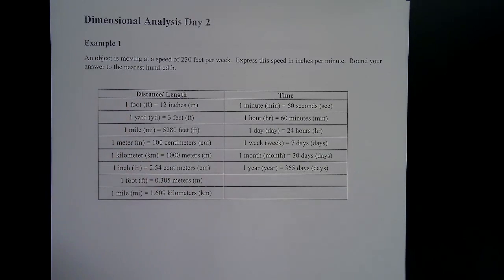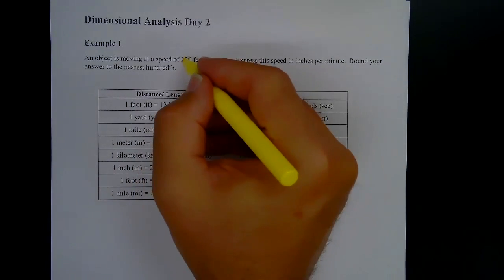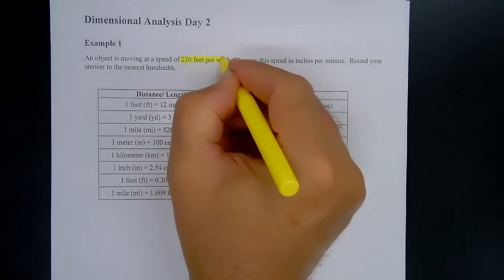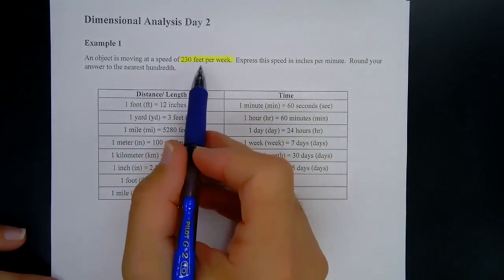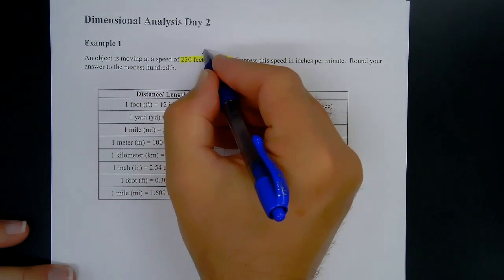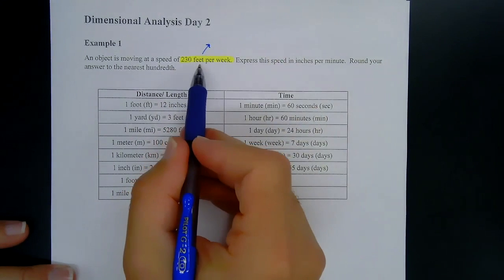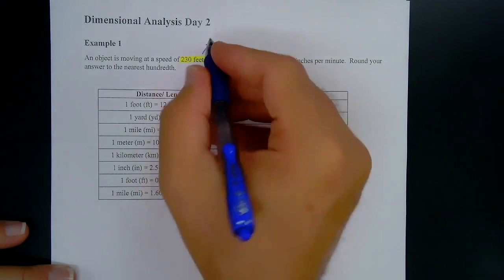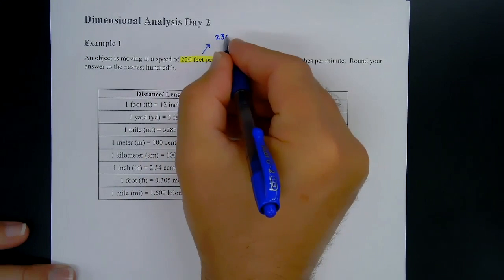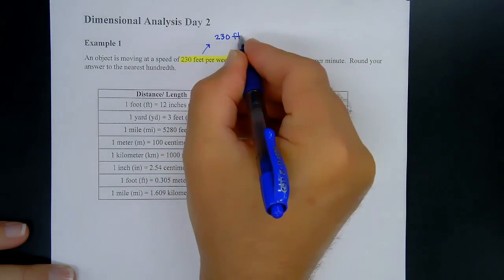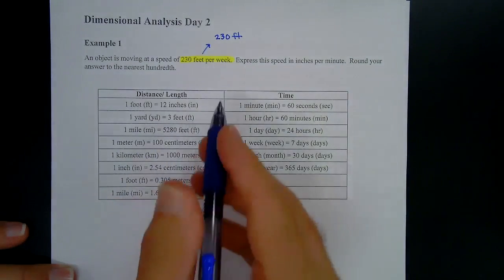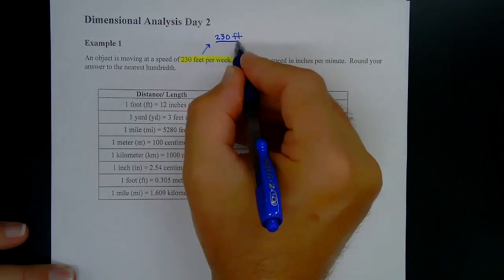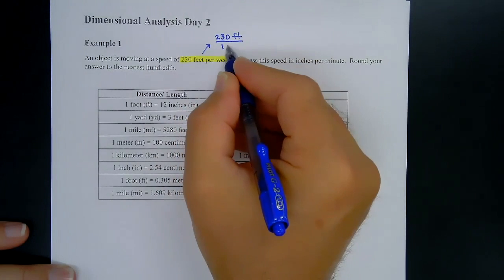An object is moving at a speed of 230 feet per week. That's a rate because it's comparing two units, feet and week. So we can write this as a ratio: 230 feet over 1 week. We're going to start with that, and I'm going to abbreviate the units, like YD for yard, FT for feet.